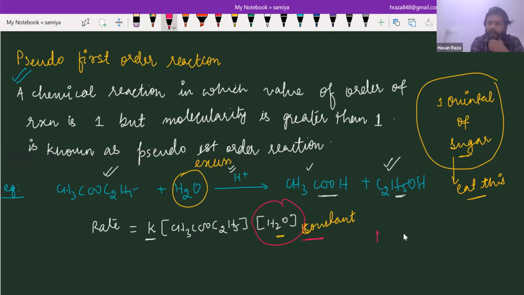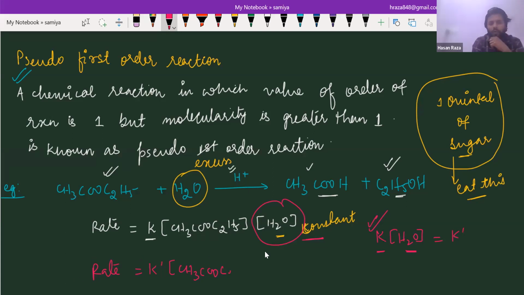Okay, so since H2O is in excess, it will be constant. So I'm going to take K into H2O. Since K is constant and H2O is also constant, I'm going to take another constant K dash. Now the rate law expression will look like K dash into CH3COOC2H5.